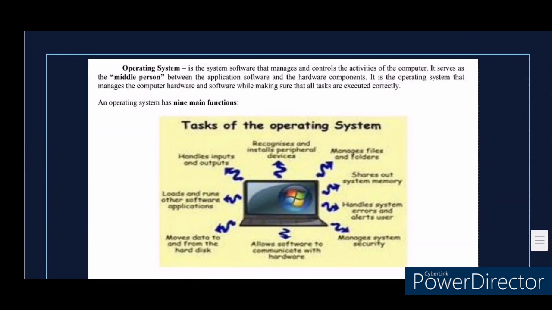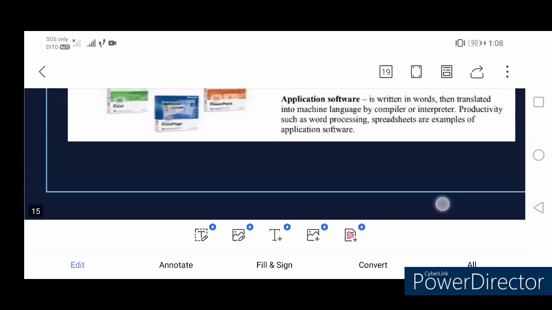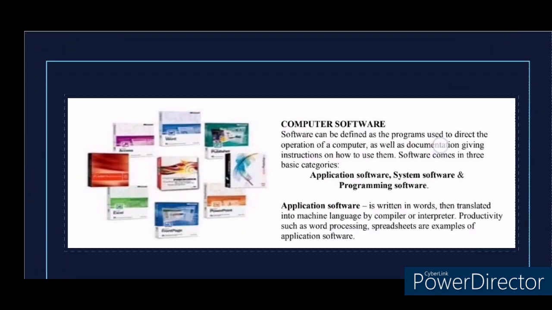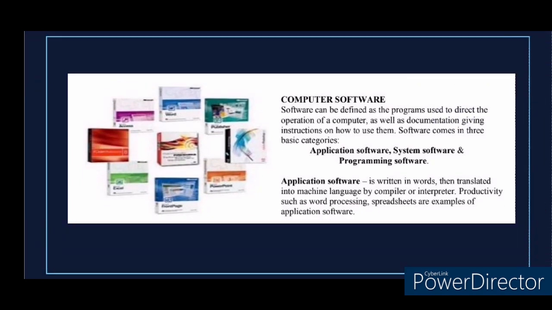Isa-isa natin siya ha. So, operating system natin, system software that manage and control the activities of the computer. It serves as the middle person. Yan yung mga function niya. Okay. When we say operating system, asan na yun? When we say software pala at first, ang software po kasi natin, in most general sense, ang software is a set of instruction that tell a computer what to do. So, an operating system or OS, it actually manages all other applications and program in computer, and it is loaded into the computer by your boot program.